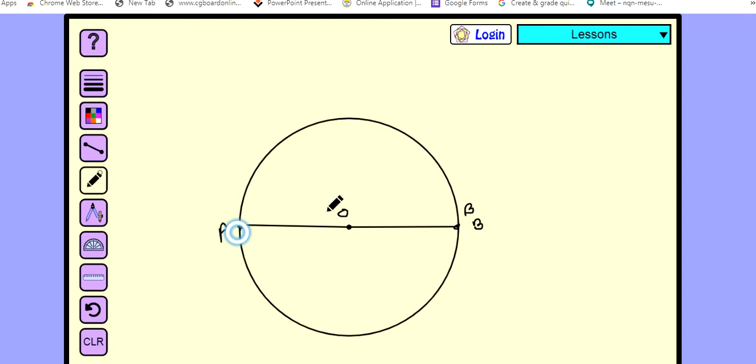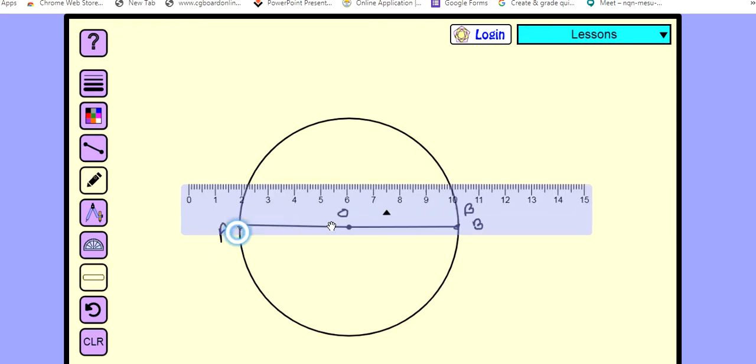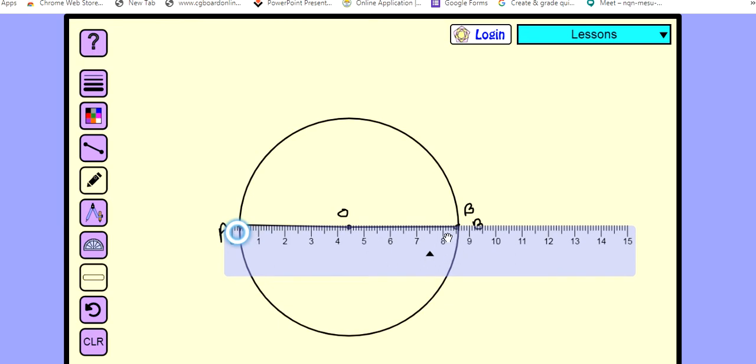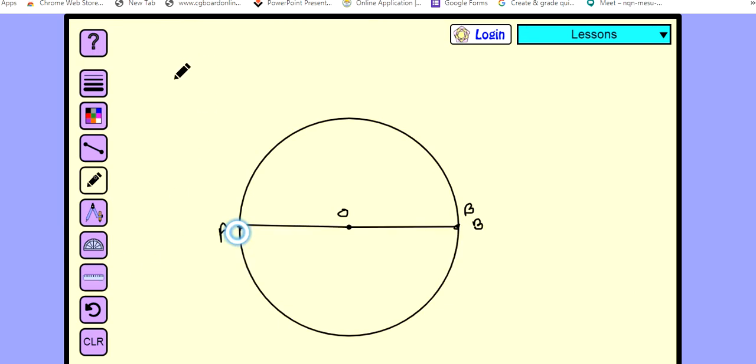Measure the length of AB. As you can see, this is your A, this is your B. Now we will measure the length of AB. This is like 8.4. So you have to write length of AB equals 8.4. Clear? Then assign a special name to AB. As you can see, AB passes through center O, so AB is the diameter. You have to write that. Question number 2 is over. Question number 3 you can solve.